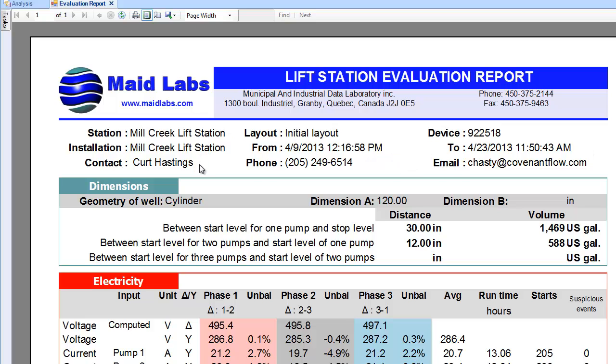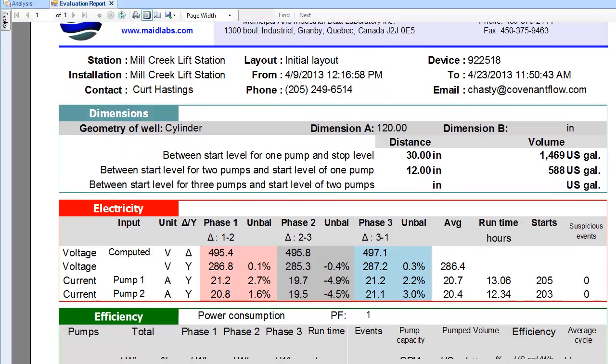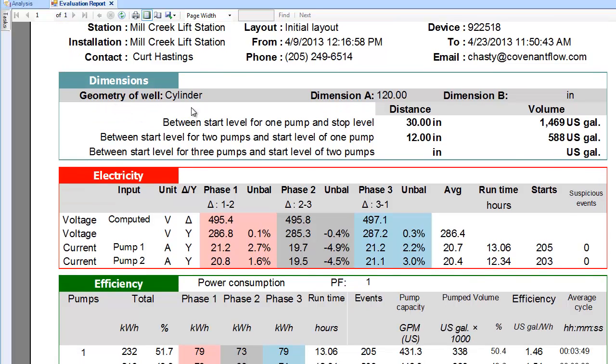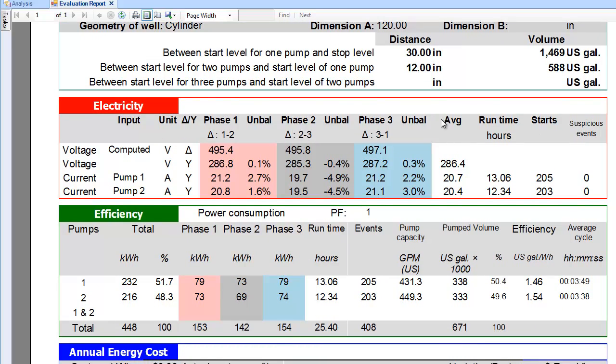Kurt Hastings, our rep at Covenant Flow, is the one who did this flow study. And you have the information about the type of well that it was in. It was a cylinder, 122 inches, of course it's a 10-foot, and then where the pumps turned on and what the volumes were. The MerMaid system and the software calculates the volume based on the levels and the dimensions.